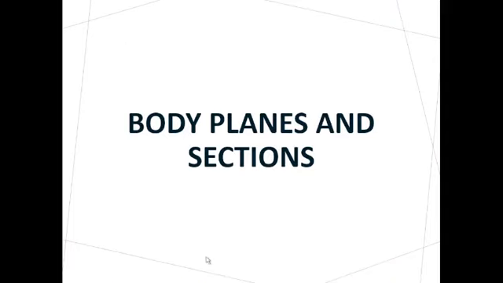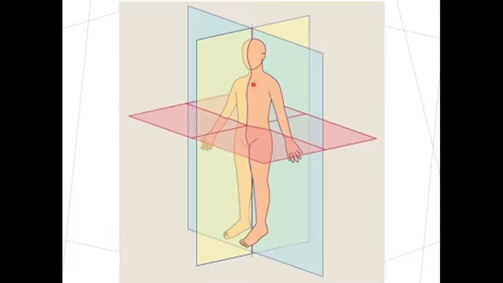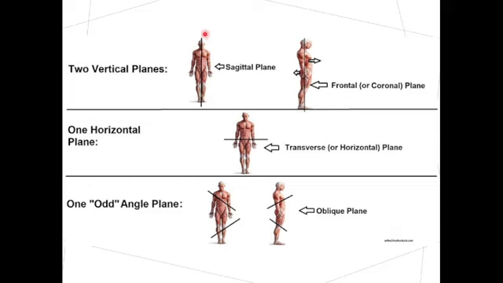Next, body planes and sections. So this is an example. We have four types of body planes, and it has the acronym SOFT, which means sagittal, oblique, frontal, and transverse. So it's here. Let's talk about it one by one.